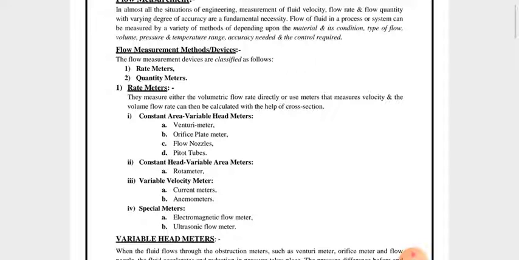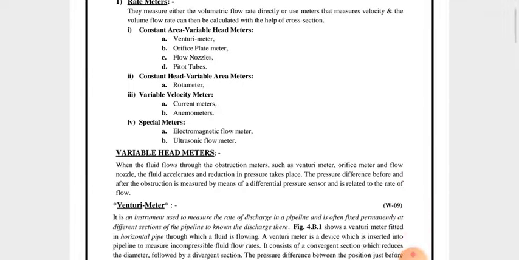These are the constant area variable head meters, which are venturi meter, orifice plate, flow nozzle, pitot tube. Then constant head variable area meters, that is rotameter. Then variable velocity meters, that is current meter, anemometer. Then special meters, that is electromagnetic flow meter and ultrasonic flow meter. So these are the special meters.